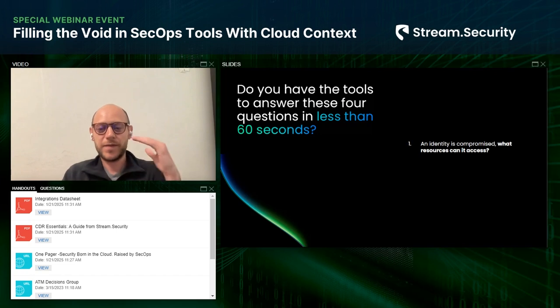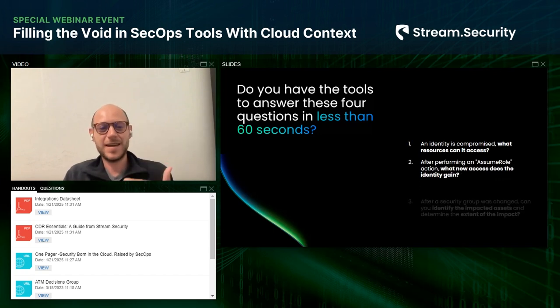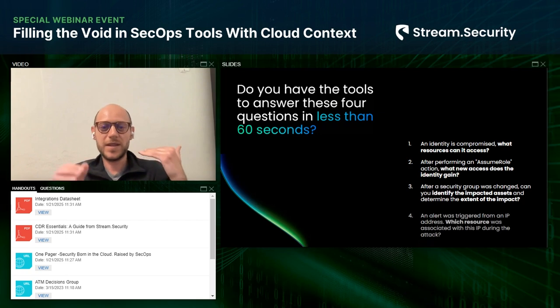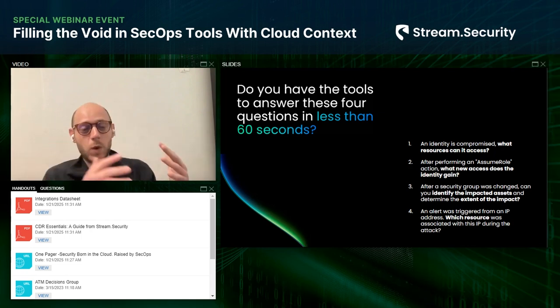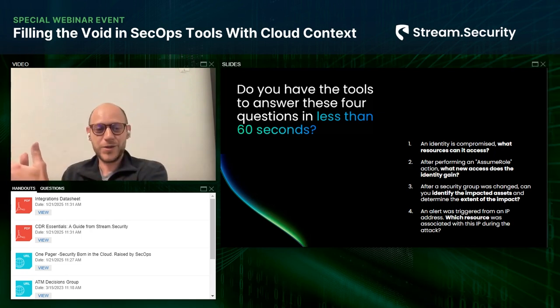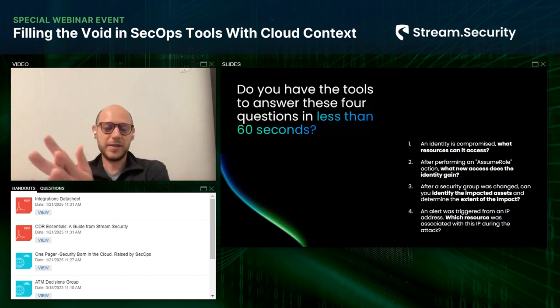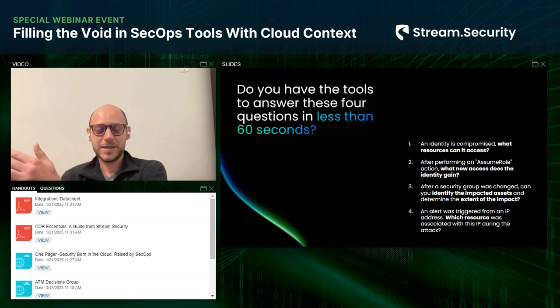And you can ask yourself those four questions. Can we, in 60 seconds, understand what is the potential blast radius of a breached identity? After performing some kind of an operation, what will the actual user have in place to work with as the next potential step? After a security group is modified, can we actually understand what is the impact? When an alert is detected and you have in the CloudTrail log a specific IP address in the audit log, can you actually understand which asset owns this IP in your environment?